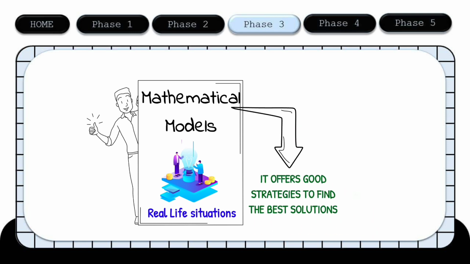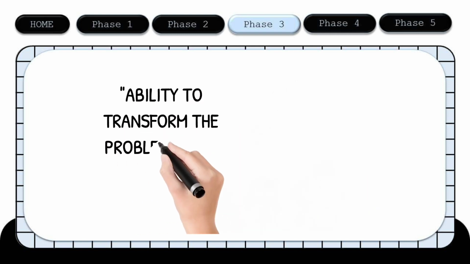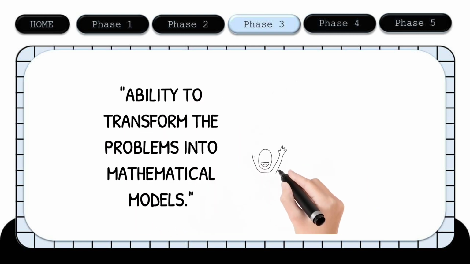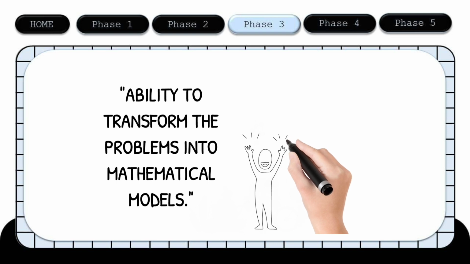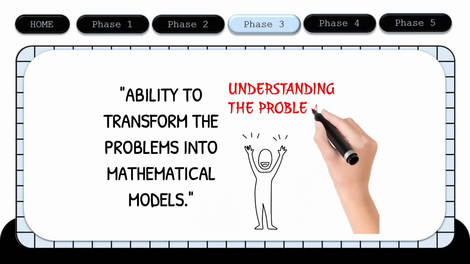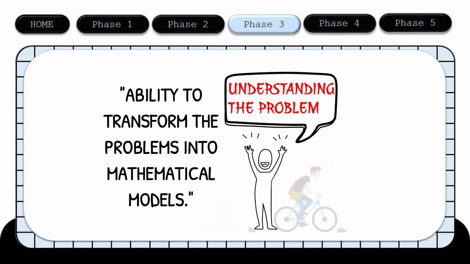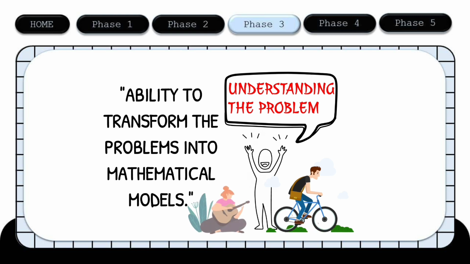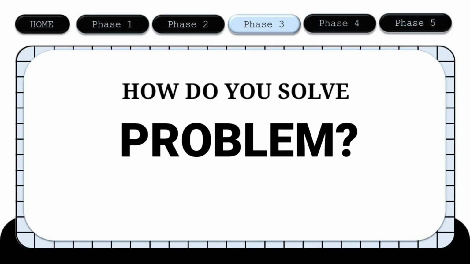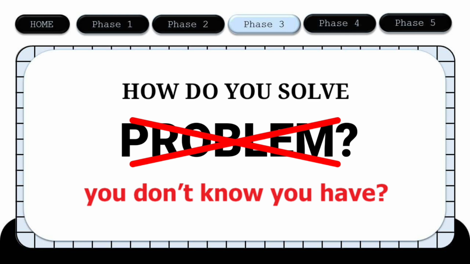Isang importanteng skill sa pag-solve ng problem is the ability to transform the given problems using functions or ibang mathematical models that describe the problem. At magagawa lamang nating maitransform ang isang sitwasyon sa isang mathematical model or function if and only if naiintindihan natin kung ano mismo yung konteksto o sitwasyon. Tandaan natin na mahirap pong maghanap ng solusyon kung hindi naman natin naiintindihan mismo kung ano ba talaga yung problema.